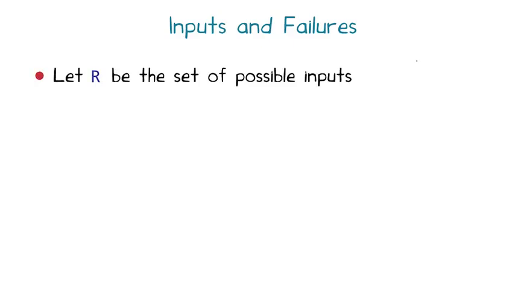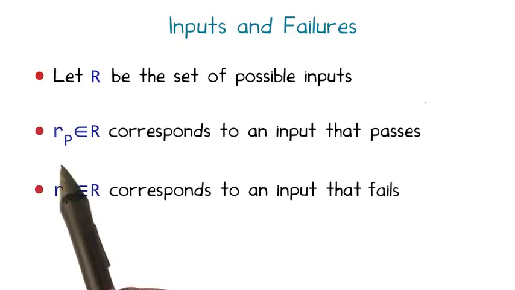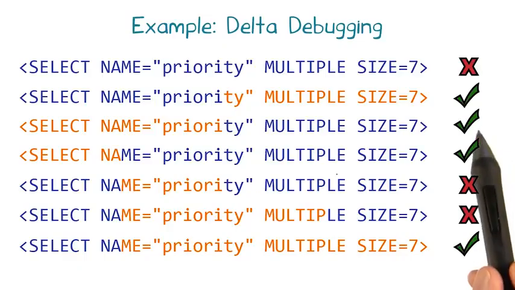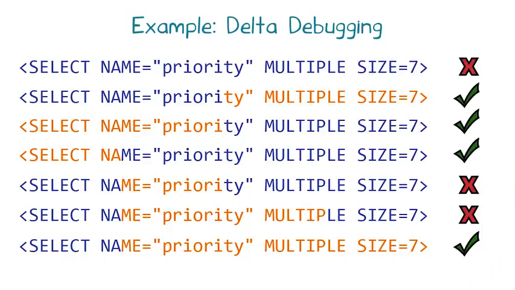Let R be the set of all possible inputs that we wish the delta debugging algorithm to consider. We will use RP to denote an element of R on which the program passes, and RF to denote an element of R on which the program fails. An example of RP is any of the following passing inputs, such as this one. An example of RF is any of the following failing inputs, such as this one.